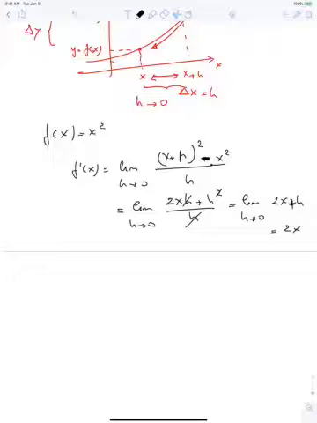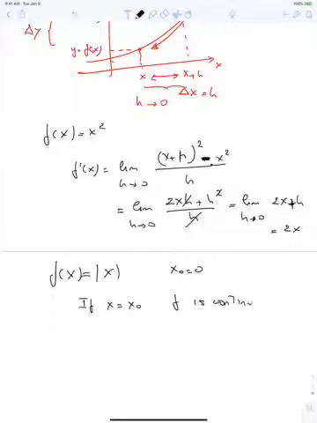Well, the typical example is the function of the absolute value of x. Indeed, if we take the absolute value of x, so f of x is equal to the absolute value of x, and we're studying x0 equals 0. So in this point, if x is equal to x0, then f is continuous, but f is not differentiable.